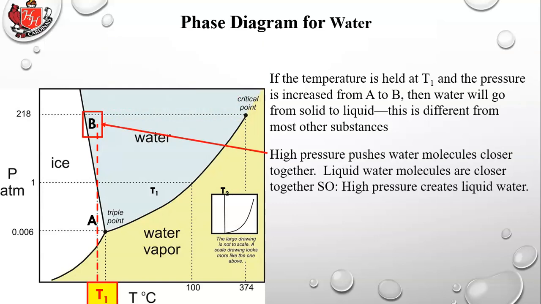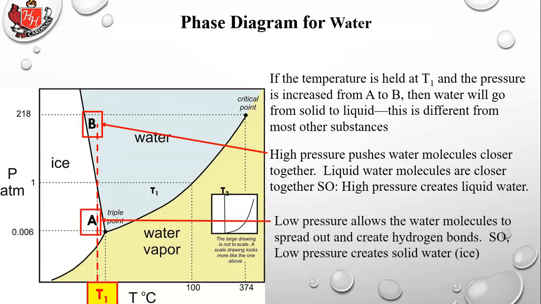So high pressure pushes water molecules closer together. Liquid water molecules are closer together, so high pressure creates liquid water. And you just have to go back to that previous slide and see what the liquid looked like compared to ice. Low pressure allows the water molecules to spread out and create hydrogen bonds. So low pressure creates solid water, which is ice.